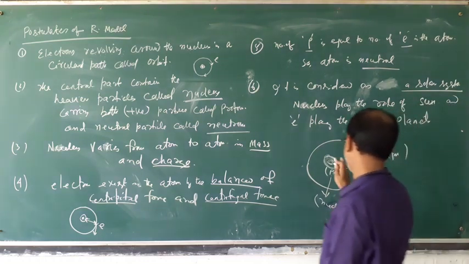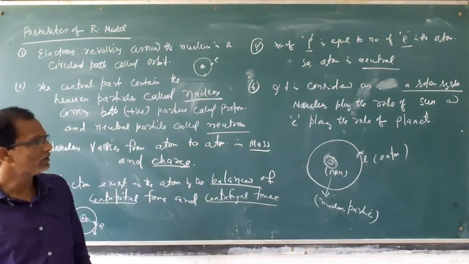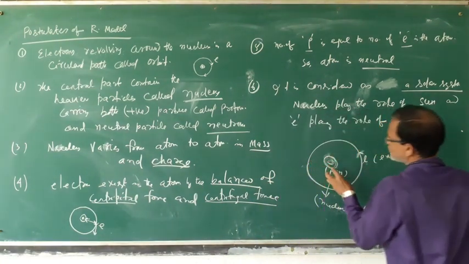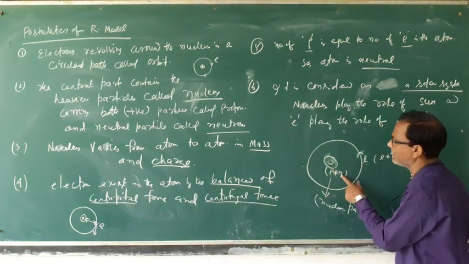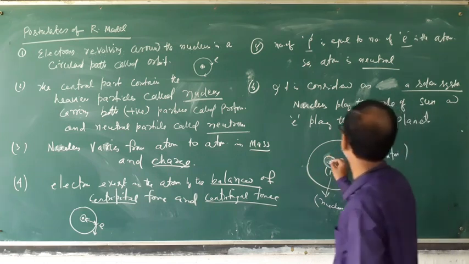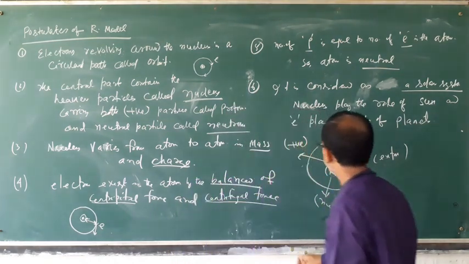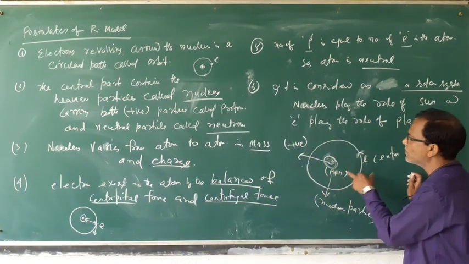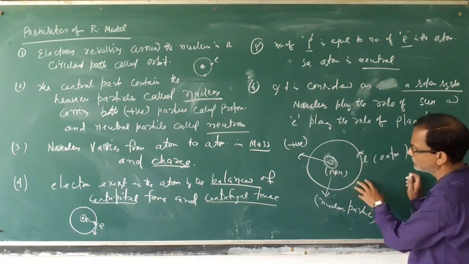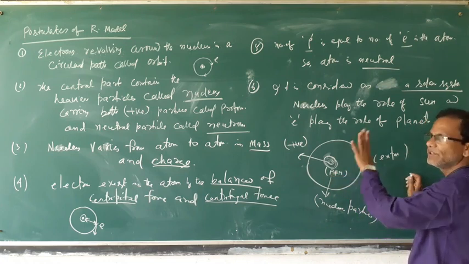Here the neutron is a neutral particle and the proton is a positively charged particle. The nucleus is positive because it carries protons. Neutron is neutral and electron is negative charge. But the number of electrons and number of protons are equal. That's why the atom is neutral.